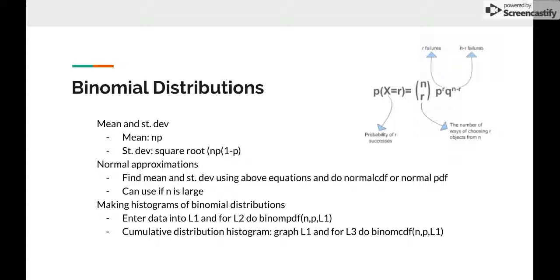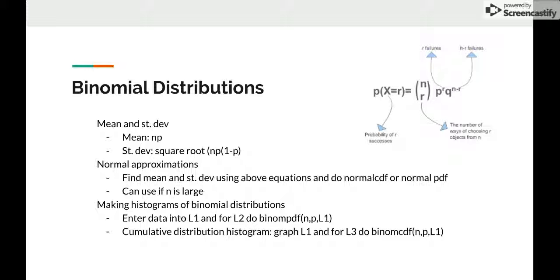You can also make a histogram of binomial distributions by entering data into L1, and for L2, entering binomial PDF and inserting your information. The calculator will compute it for you. You can do a cumulative distribution histogram, which is the same thing, except instead of PDF, you'll do CDF.